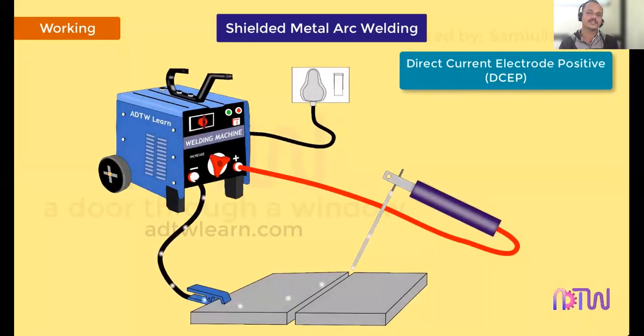Hence, the flow of electrons is from the workpiece connected to the negative terminal towards the electrode. A major amount of heat is generated at the surface of the electrode, and less heat is generated at the workpiece surface, thus resulting in a high filler deposition rate and insufficient heat generated in the workpiece. Now here flow is between workpiece and electrode.